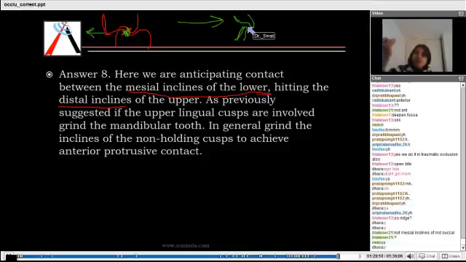So, whichever is a non-functional cusp involved, we'll grind that. And which side slope will we grind? Obviously, we'll grind the distal slopes of maxillary and mesial slopes of mandibular because they'll be the ones contacting when the patient tries to move the lower jaw forward. Clear?